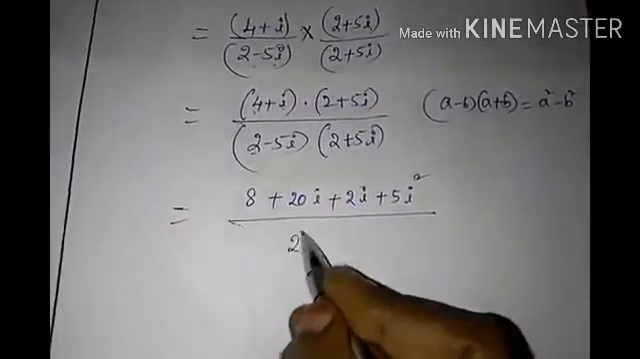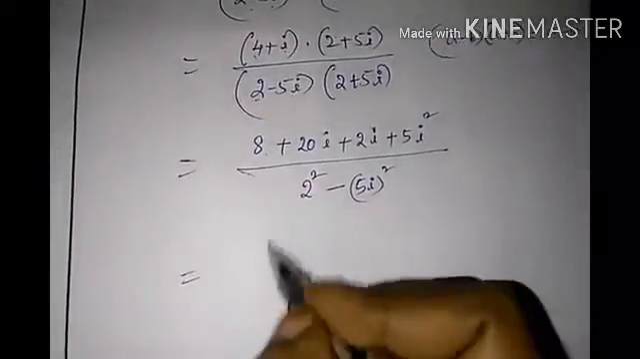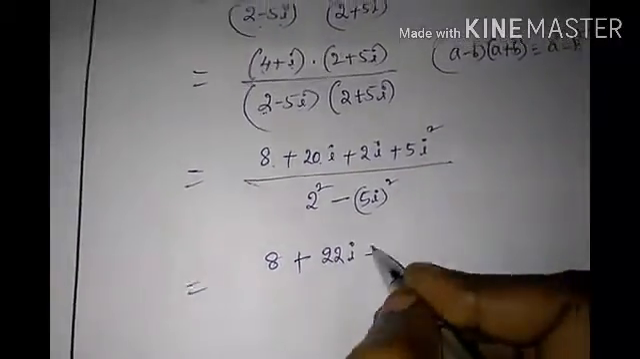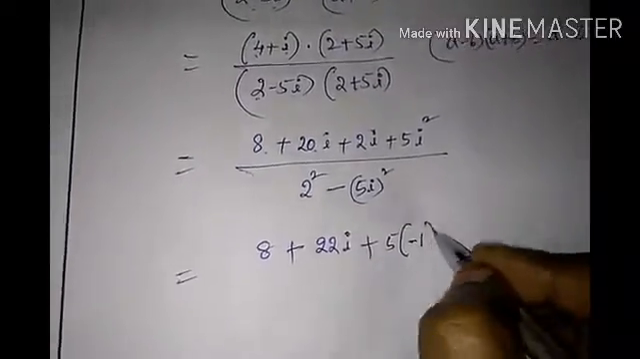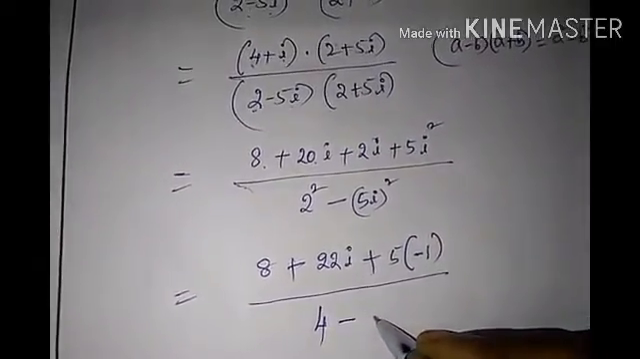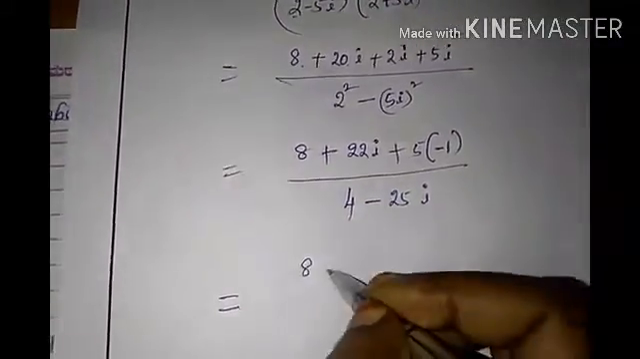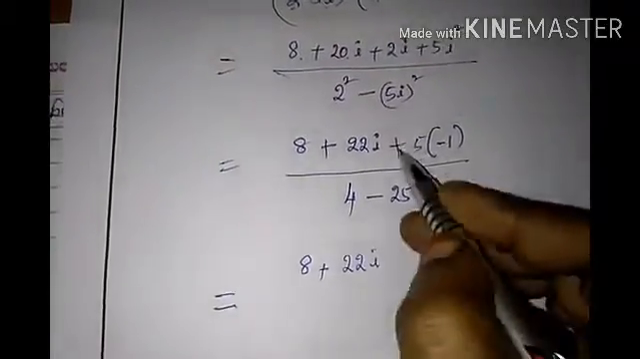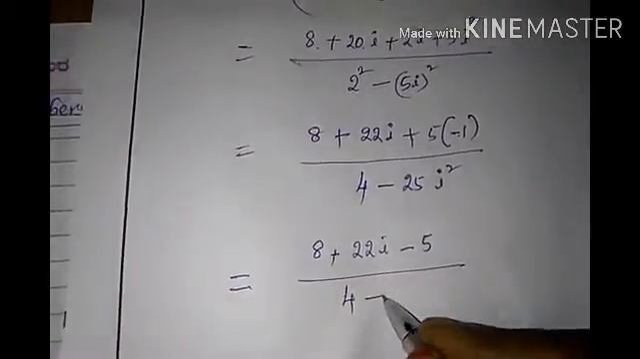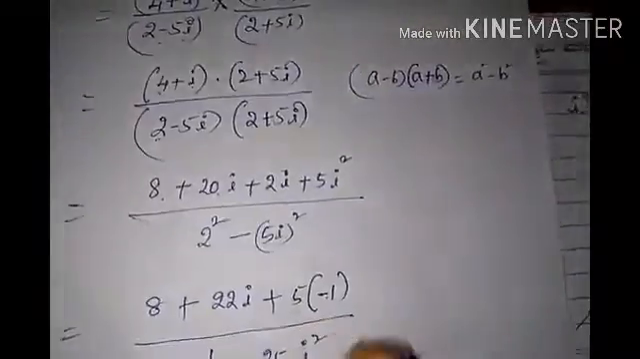So 2 square minus 5i whole square. The numerator is 8 plus 20i plus 2i gives 22i, plus 5 into i square, where the value of i square is minus 1, divided by 2 square gives 4, minus 5 square, 5i square means 25 i square. That is equal to 8 plus 22i plus of minus gives minus 5, by 4 minus 25 into the value of i square, which is again minus 1.